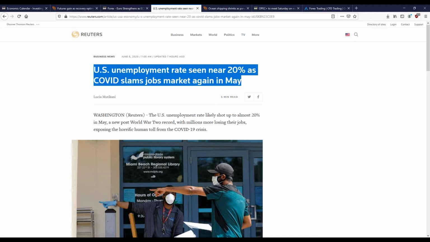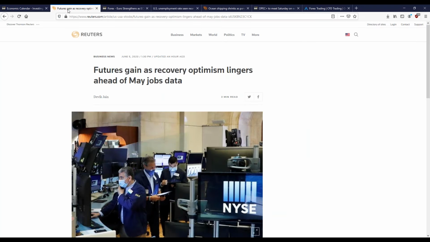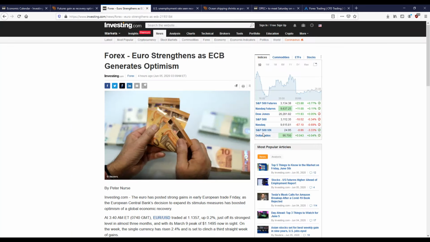But the key thing so far has been the most predictable part is from this morning. You could have been trading in the direction of the sentiment up until the numbers come in, because you see what the expectation is for those numbers from the headlines. The expectations in the headlines are positive news expected, futures gaining, recovery optimism lingers ahead of jobs data. That's what we see. You see the evidence in the volatility index being down all day long.